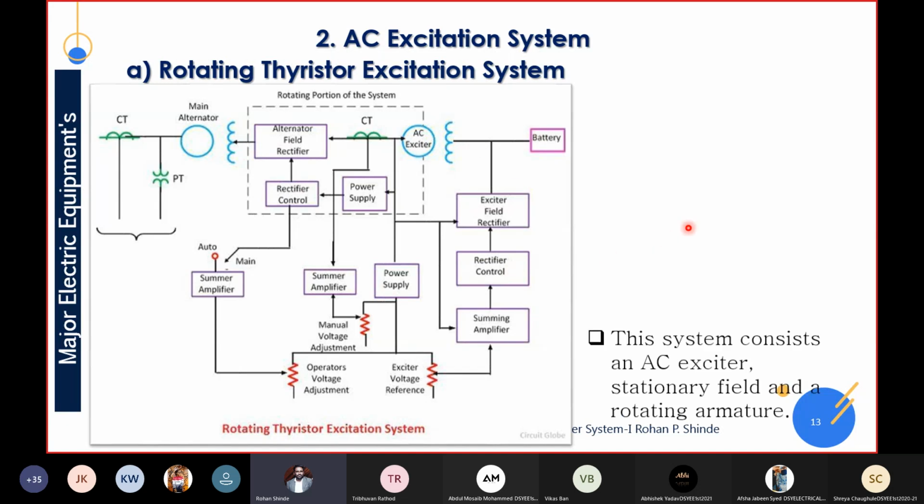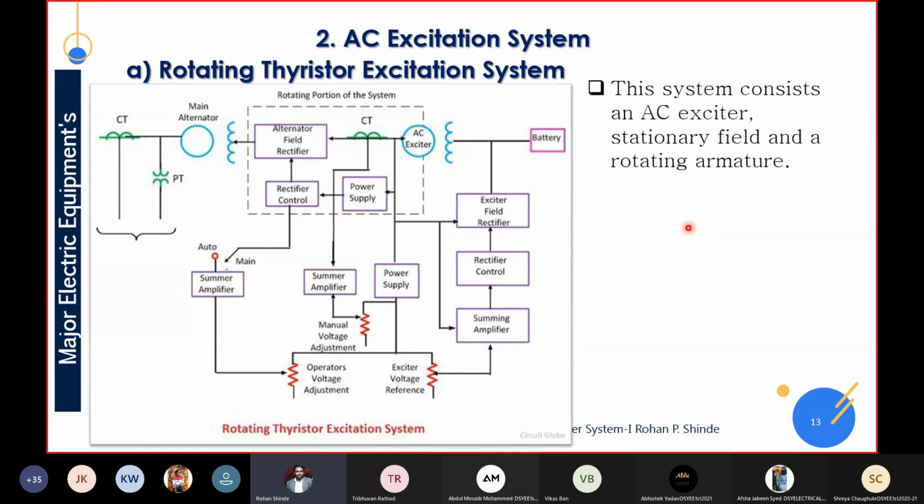Now we will see about this. This system consists of an AC exciter, a stationary field and a rotating armature. See here, this AC exciter is there, and after that the stationary field is there. That means this exciter system consists of three things: first is the AC exciter, then the stationary field, and the rotating armature. See here, this is the rotating armature, and all these things are nothing but stationary fields.